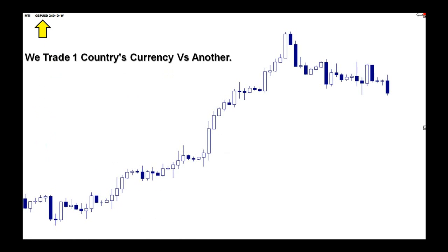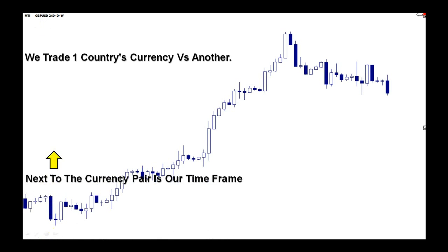So what we do in this market is we trade one country's currency against another. And here on the screen, we can see that this is the Great British Pound versus the US dollar. Now, in this market, in essence, what we're trying to do is take this currency versus another currency in an attempt to figure out which one is going to gain in value against the other.